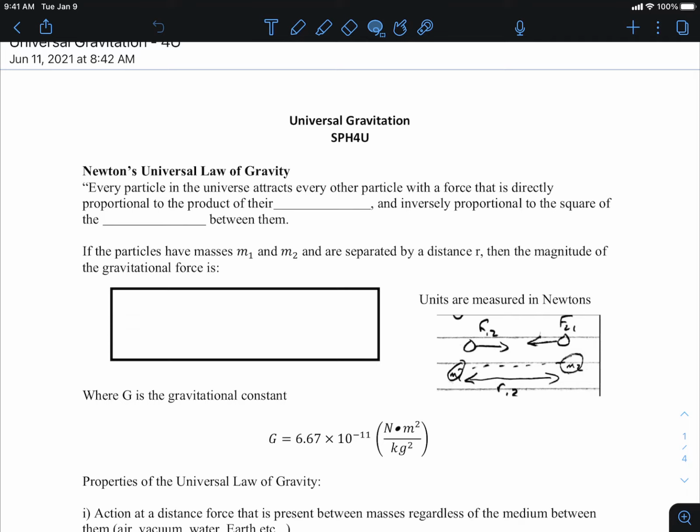Alright guys, so today we're going to take a look at universal gravitation, and this is probably something that I imagine you guys would have seen last year. So what we're going to do today is just dive back into it, because it ends up being related to something that you've already done in circular motion. So that's the connection that we're going to try and make today.